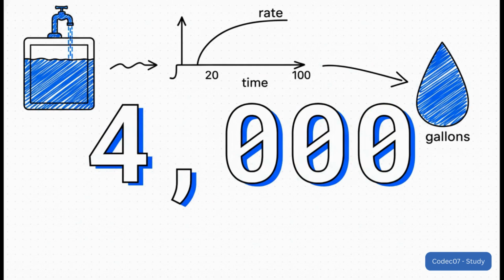And integration does the same thing for accumulation. If we know the rate that water is flowing into a tank, which might be changing over time, we can use an integral to find the total amount of water that's collected. In this case, by integrating that flow rate over 80 minutes, we find that exactly 4,000 gallons of water have accumulated. It sums up all those little changes to give us the big picture.